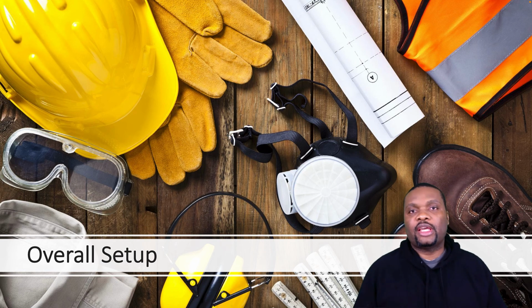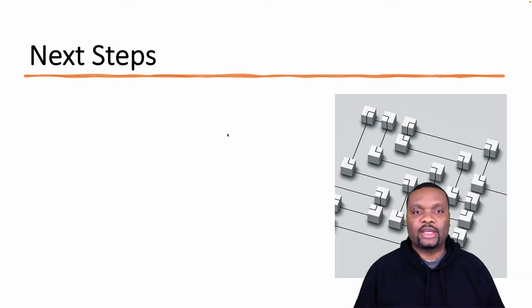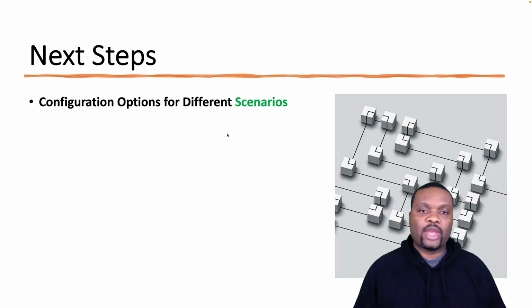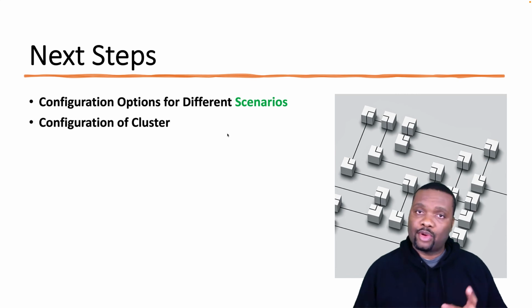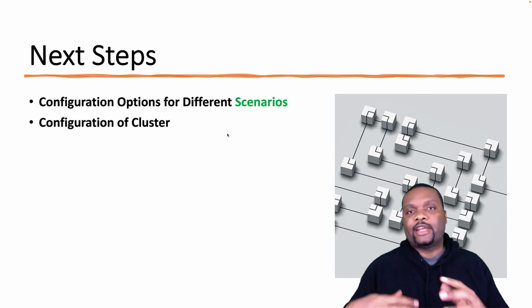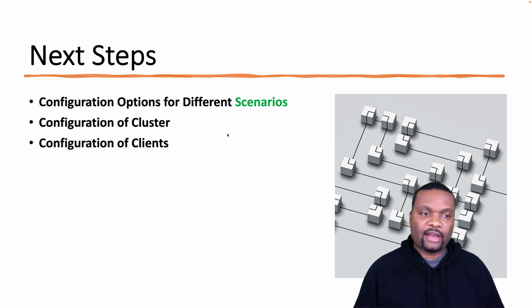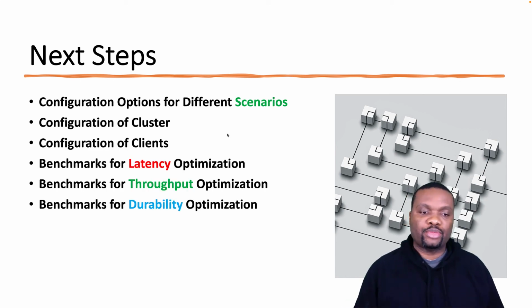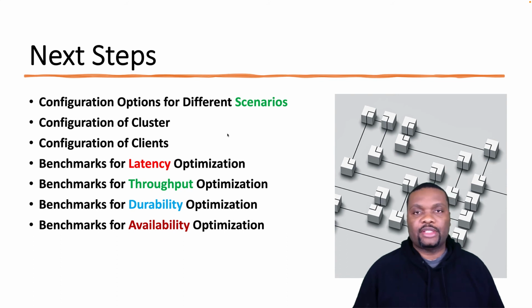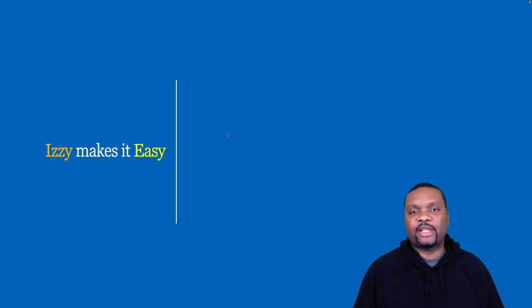So that was everything in terms of the overall setup for today. Now, for next steps, we have the configurations for different scenarios, and then we'll run the benchmark scenario, the default scenario, and then we'll also run the 4 other scenarios that we have for latency, throughput, durability, and availability. Each one will be done in Zookeeper mode as well as Zookeeperless mode, which is KRaft mode, the new one with KIP-500. So that's everything for this particular video.